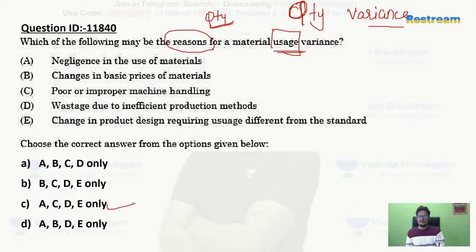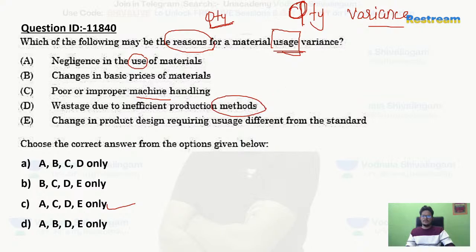Quantity variance is given as in C. Negligence in use of the material. Because of that, only standard quantity and actual quantity will vary. C. Poor and improper machine handling. Due to machine wastage also, the material will get wasted. Wastage due to inefficient production methods that we are following.